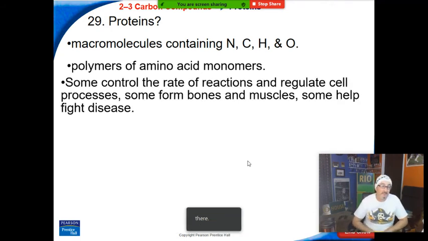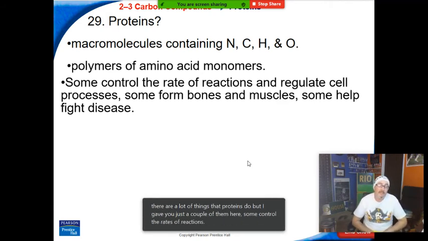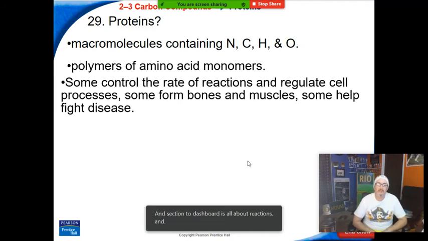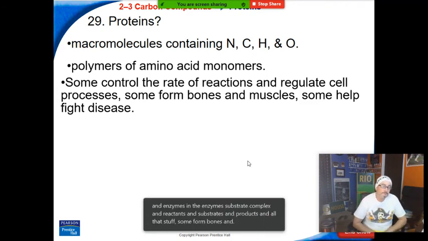There are a lot of things that proteins do, but I gave you just a couple of them here. Some control the rates of reactions. Next week, I will be demonstrating an enzyme activity lab where we will be speeding up reactions with a catalyst or an enzyme. And section 2-4 is all about reactions and enzymes and the enzyme substrate complex and reactants and substrates and products and all that stuff. Some form bones and muscles.